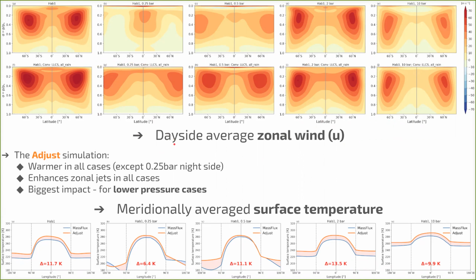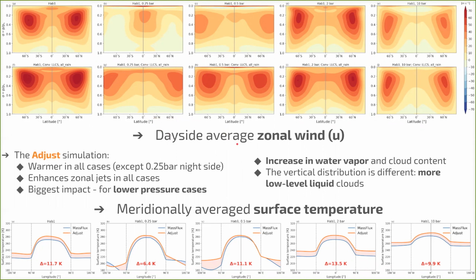And there's also the enhancement in zonal jets for all 4 sensitivity simulations, as well as the control. So in a nutshell, the adjust simulation results in warmer surface temperature in all cases, except for the night side in the 0.25 bar simulation. It again enhances zonal jets. And the biggest impact is seen for lower pressure cases, which are shown here. And this is especially true for the 0.25 bar simulation, where the change in the convection scheme results in the flip of the circulation regime on the day side from the equatorial superrotation to symmetrical zonal jets.